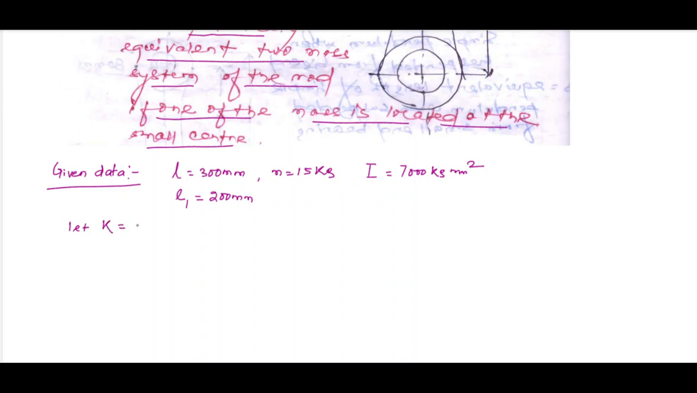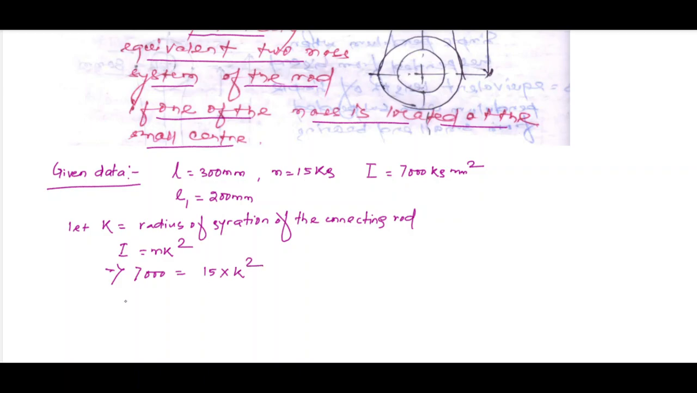Now let k be the radius of gyration of the connecting rod. So we can say that I is equal to mk square. So I can write here that 7000 is equal to 15 into k square. So the k value will be 21.6 mm. Okay, so we will get the value of radius of gyration from here.